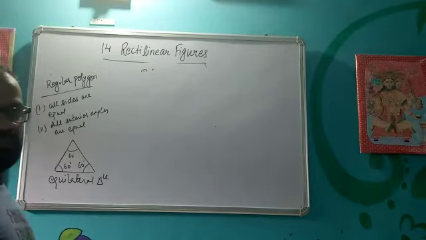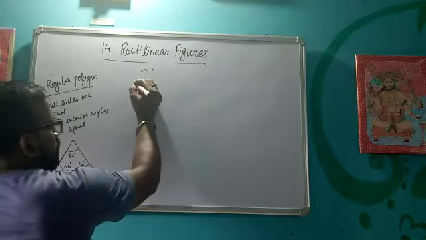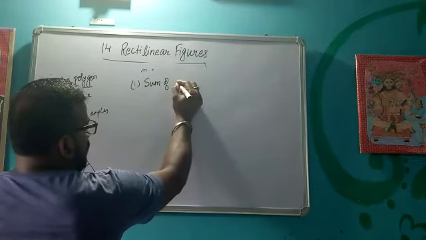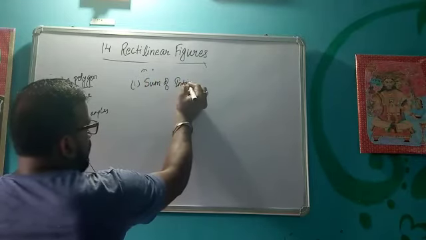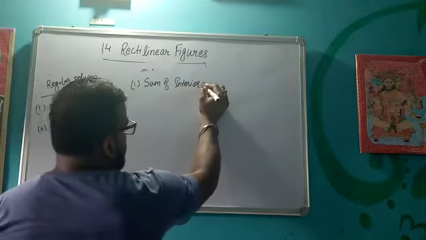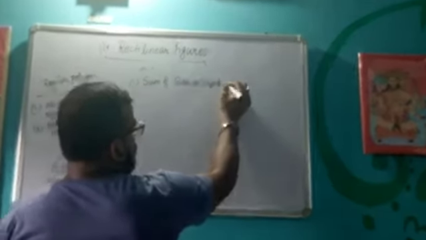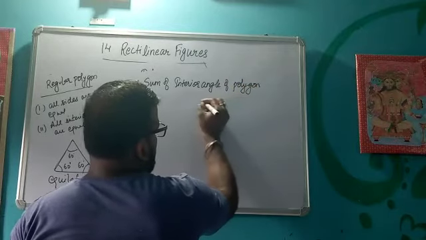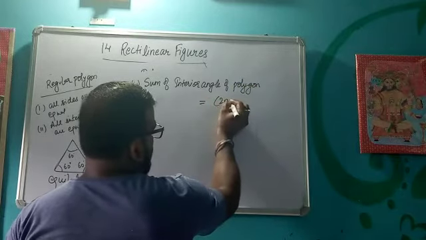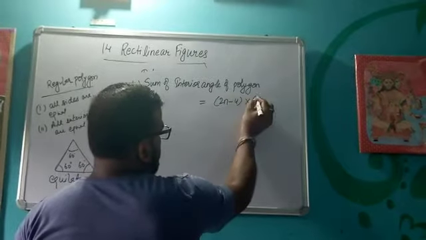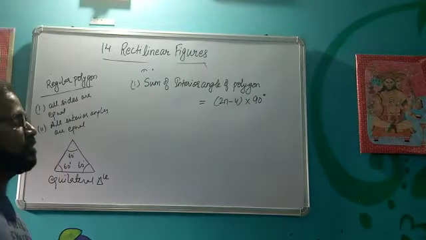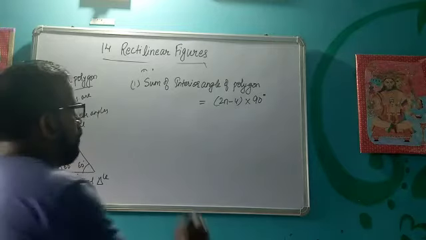So let's discuss a few important formulas. First is the sum of interior angles of a polygon, which equals (2n minus 4) times 90 degrees. So this is the formula for the sum of interior angles of a polygon.